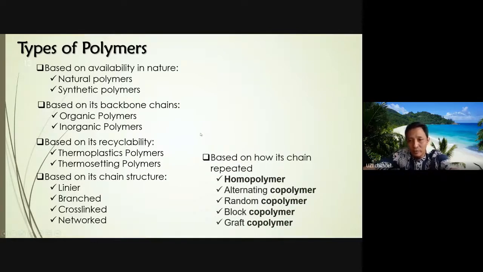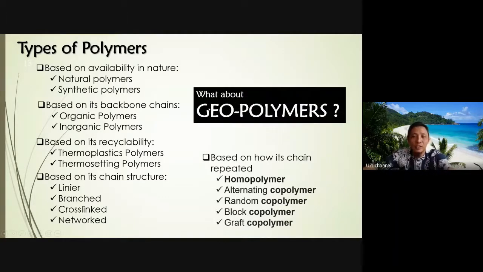And also we have classification based on how the chain is repeated. We can have the homopolymer if the chain has the same composition, for example, A, and so on. And also alternating polymers like AB, random copolymer, block copolymer, and the last one is graft copolymer. I have a question for you. What about the geopolymers? Okay, maybe we won't answer it now.